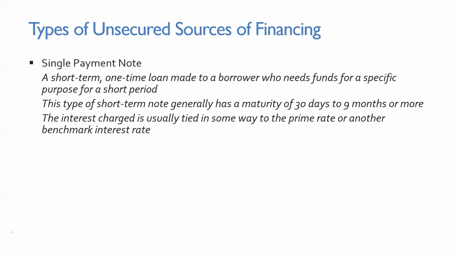So we now go and discuss the different types of unsecured sources of financing. Okay, one is the single payment note. So it's a short-term, one-time loan made to a borrower who needs funds for a specific purpose for a short period. This type of short-term note generally has a maturity of 30 days to 9 months or more, usually short-term in nature. The interest charge is usually tied in some way to the prime rate or another benchmark interest rate.